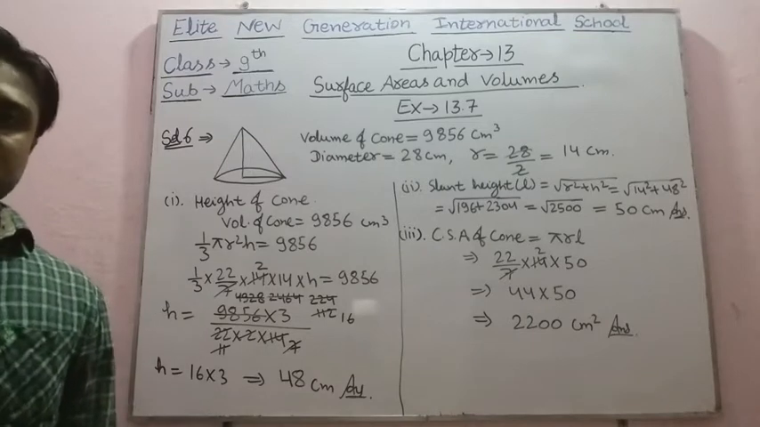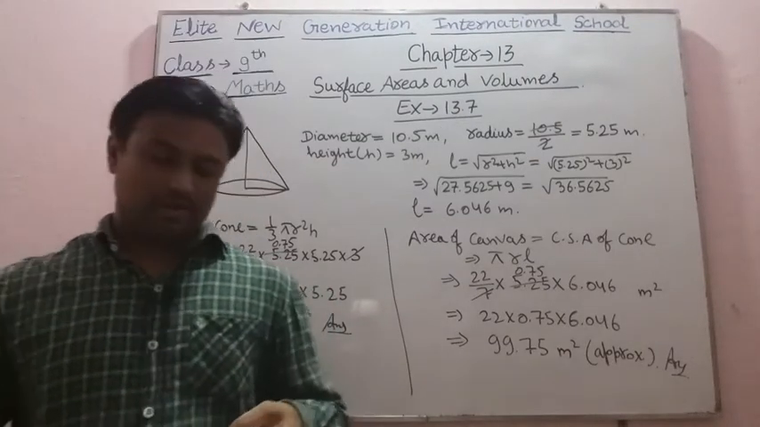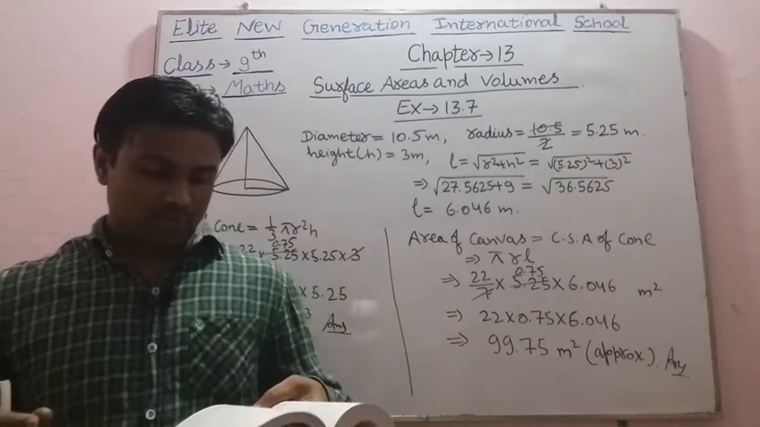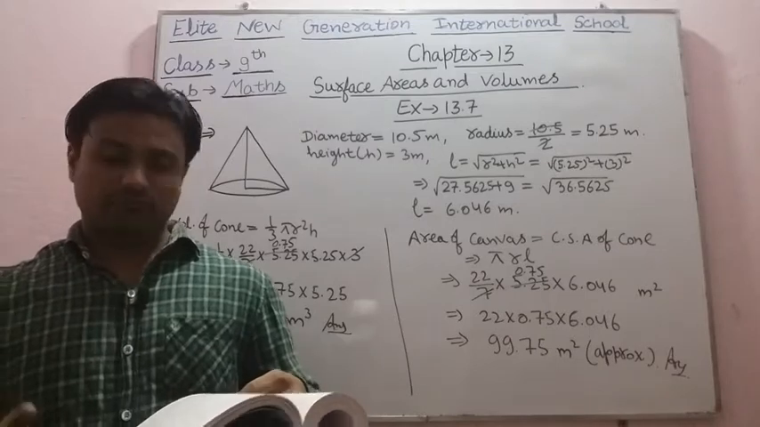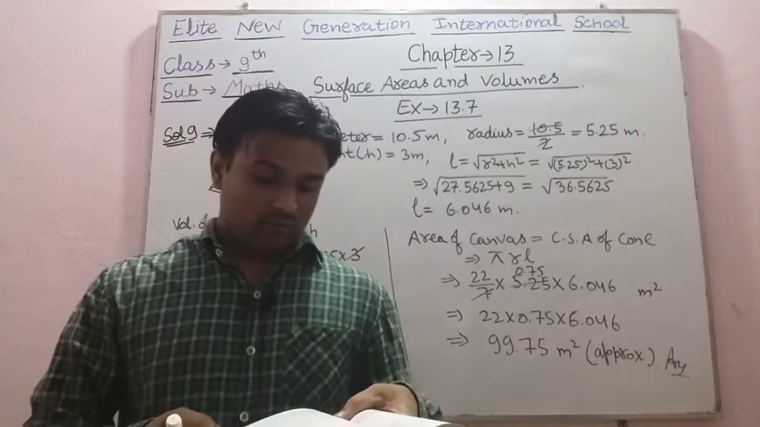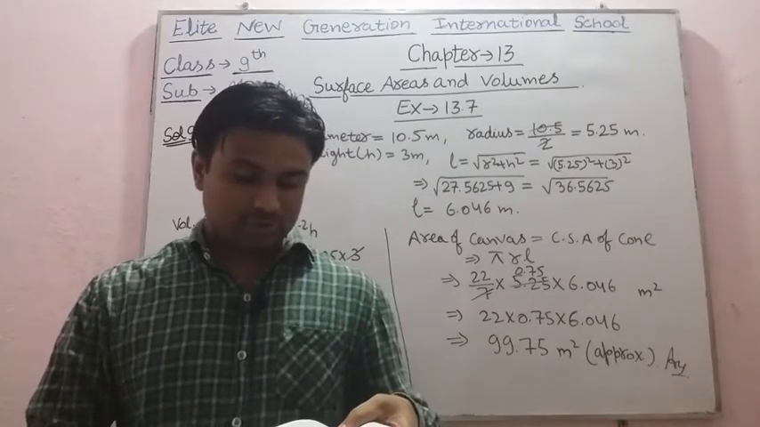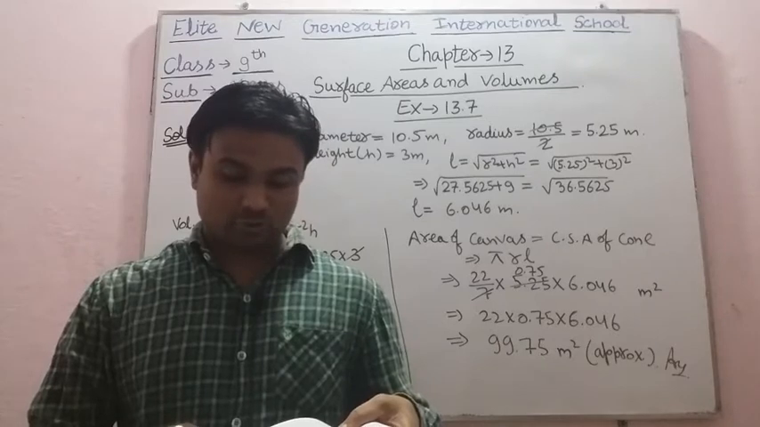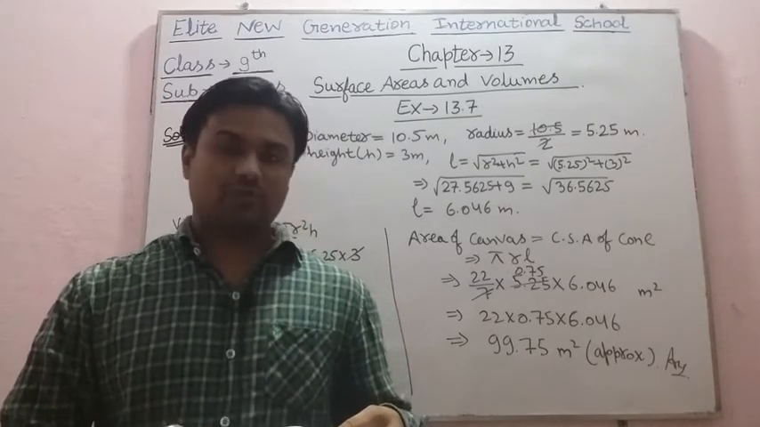Now after this, see the next question. After this, see question number 9. In question number 9 we have a heap of wheat in the form of a cone whose diameter is 10.5 meter and height is 3 meter. Find the volume. So here we have to find the volume, and also the heap is to be covered by a canvas to protect it from rain, and here find the area of canvas required.